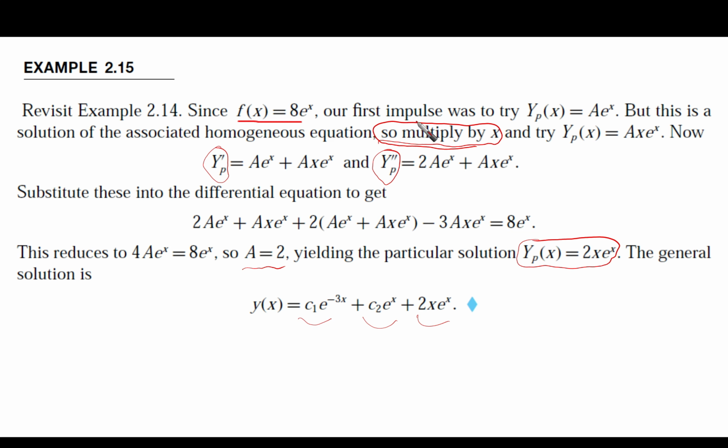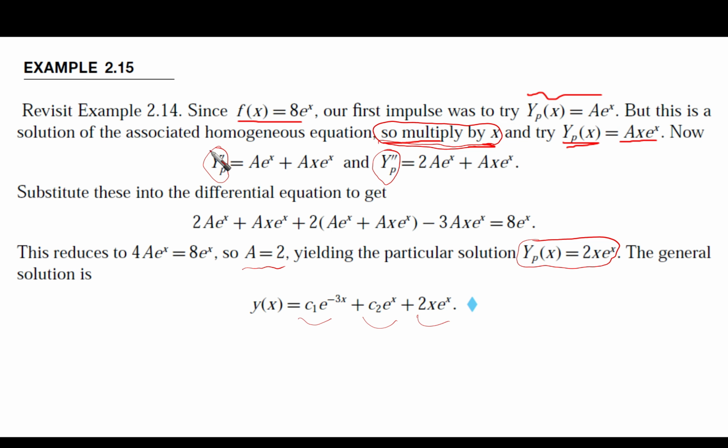Our first impulse was to try y_p of x equal to a e to x, and we said this would not work for us, right? Because this is a solution of the associated homogeneous equation. So multiply by x, that's the key, and try y_p equal to a x e to x. This is our new assumption.